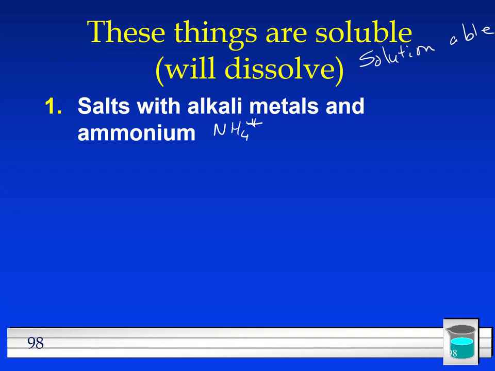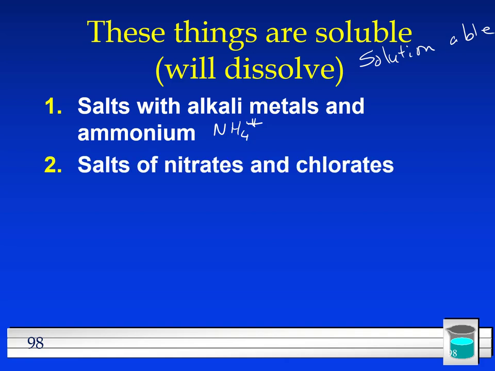If that first thing is not an alkali metal or ammonium, all the rest of the rules have to deal with the negative piece, the anion. So all the rest of the rules, there's only 4 more. All the rest deal with the anions.